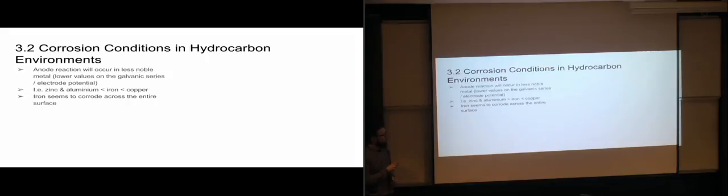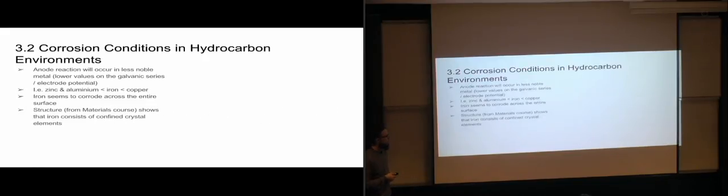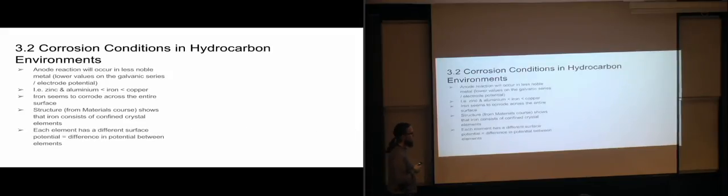Iron looks like it corrodes across the entire surface. We get this rusty brown color going across the entire surface. But if we look at the structure of iron, so back to the materials course that you had here, iron consists of confined crystal elements. And each of those elements has a different surface potential, which means that between each of those crystals there is a difference in the galvanic potential. It's a very small difference, but there is a difference there.